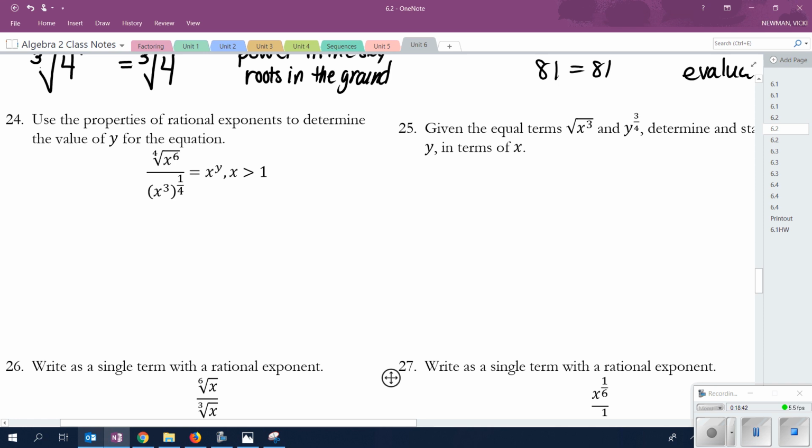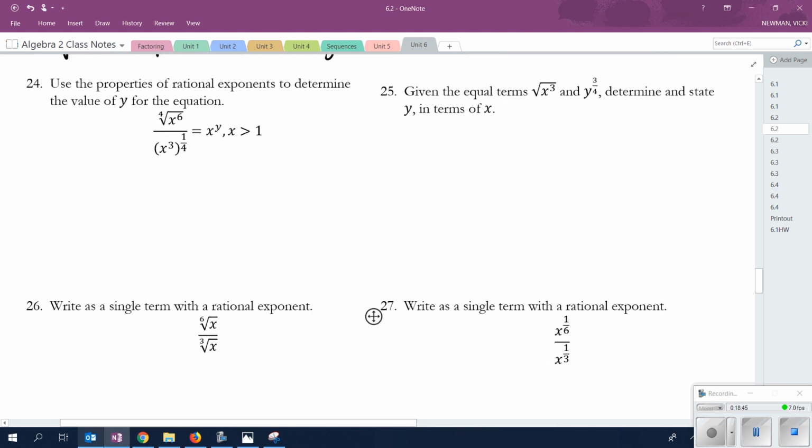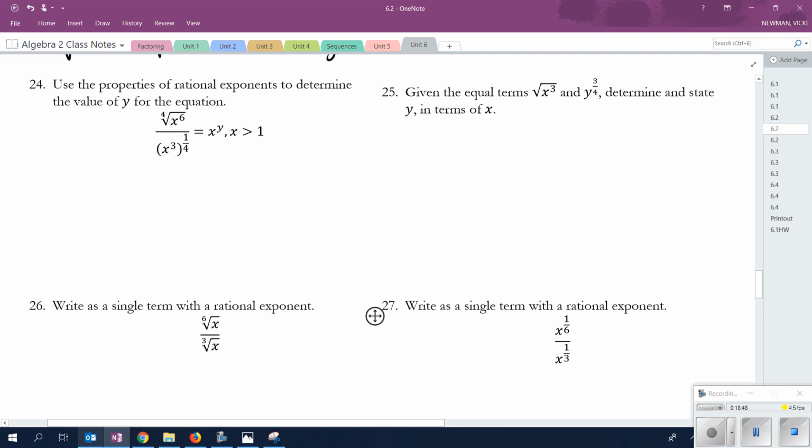Number 24. Does that look scary? Heck yeah, that looks scary, right? It says, use the properties of rational exponents to determine the value of y for the equation. Does it say to explain? No, so we're good. What would you do first when you look at that? It's up to you. There's 2 different things you could do. It's up to you. Okay, so you want to do what with that? Change it into what?